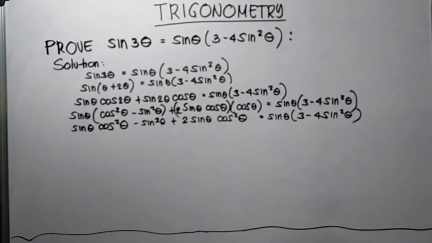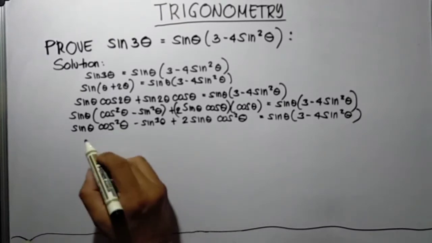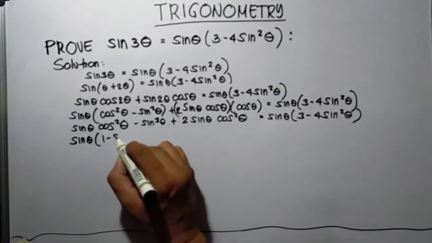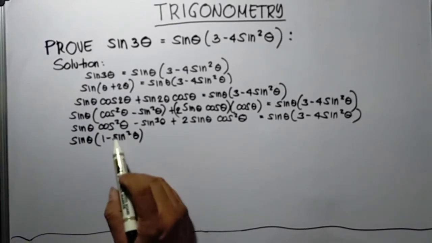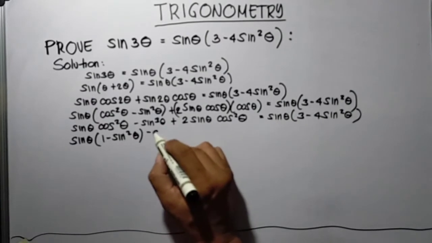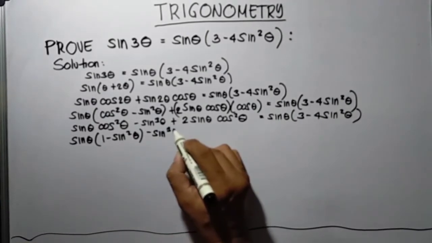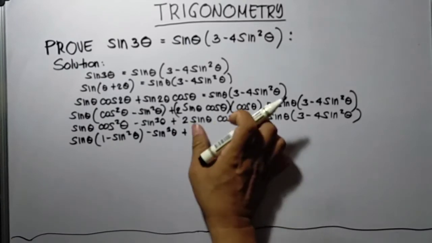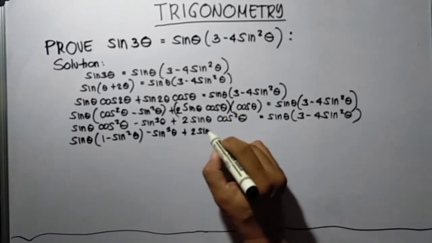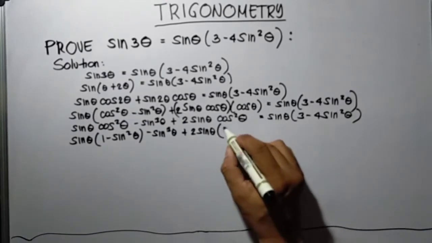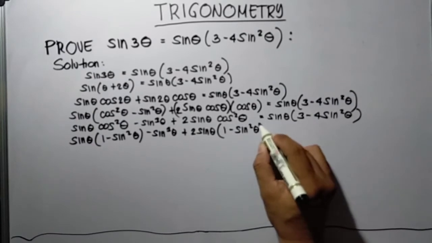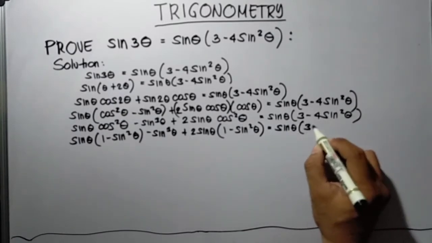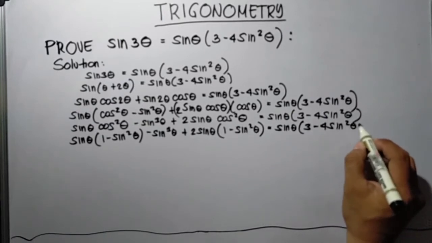Okay, so again here cosine squared theta is equal to 1 minus sine squared theta, so another identity is made. Okay, so cosine squared theta is equal to 1 minus sine squared theta, so minus sine cube theta. Okay, plus, so another identity will be derived here, so 2 sine theta, so cosine squared theta is equivalent to 1 minus sine squared theta. Okay, is equal to sine theta (3 minus 4 sine squared theta).